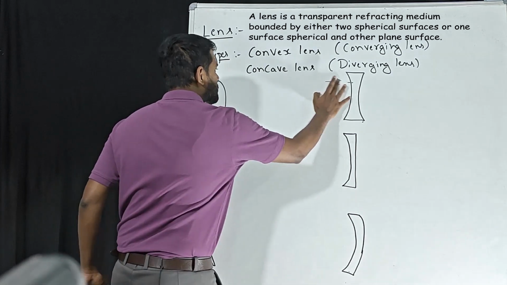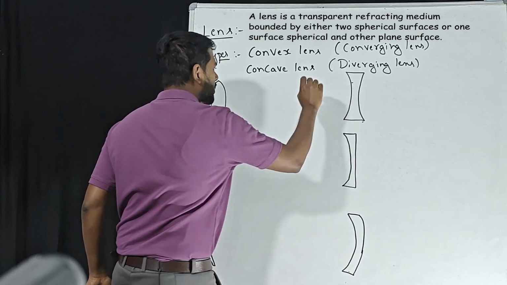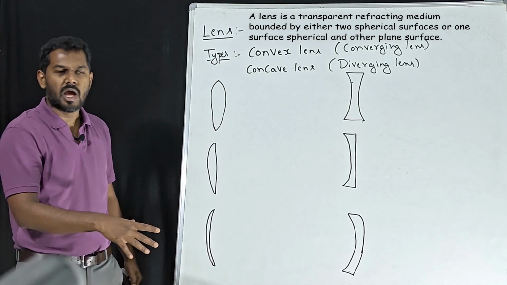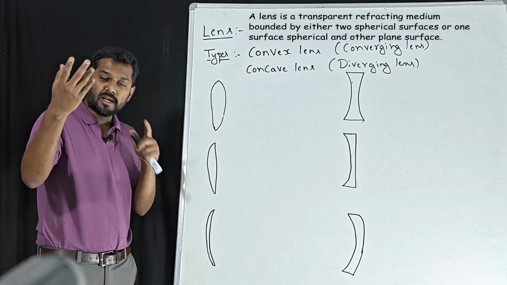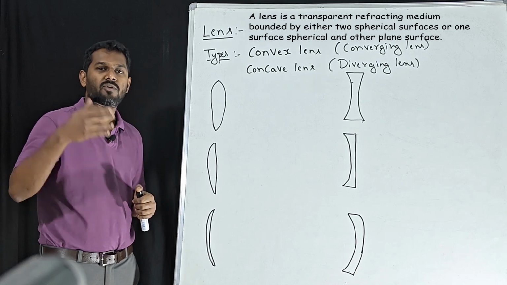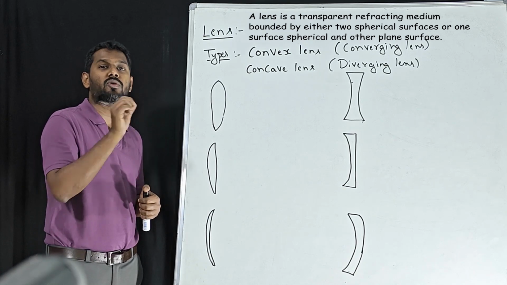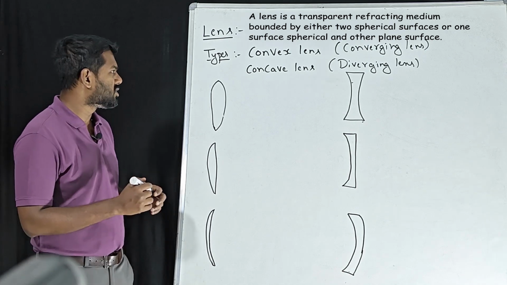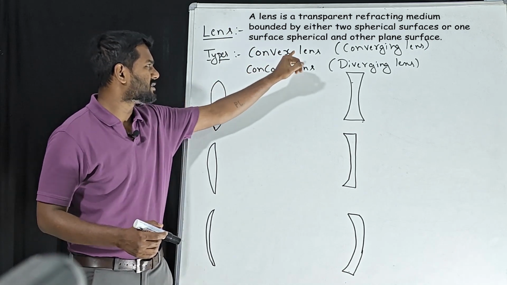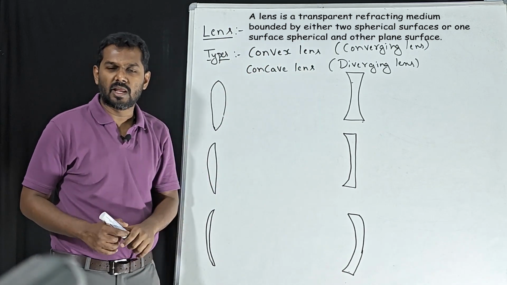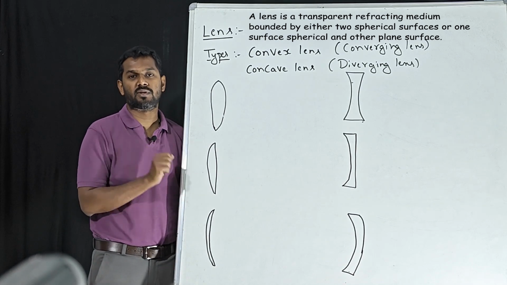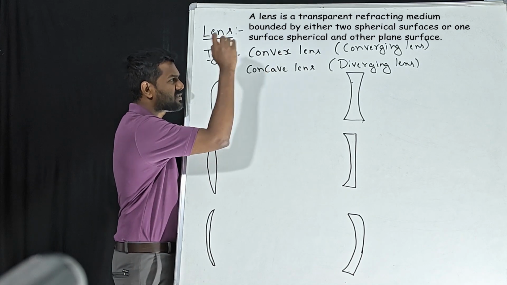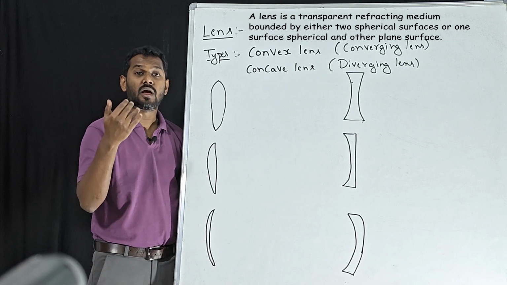Now we are going to learn complete in-depth knowledge about concave and convex lenses, and also the definitions. From part B, we are going to learn how to draw the ray diagrams. So listen, convex lens, I told you it is a converging lens. The important point is why it is called converging.